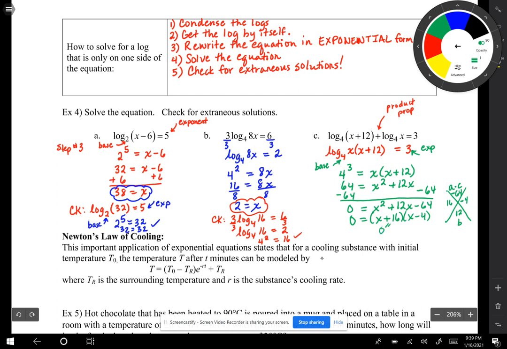Now set each of these equal to 0. So your answers are x equals negative 16 and x equals positive 4.